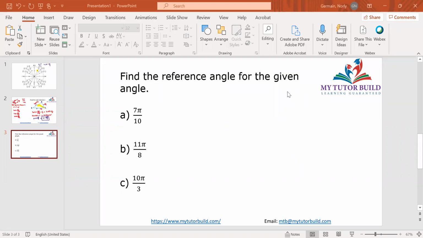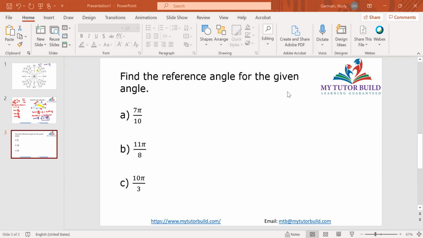Hello, in this video, we're going to find a reference angle for a given angle. We know that when you have an angle in standard position, like theta, the reference angle theta bar associated with it is the acute angle formed by the terminal side of theta and the x-axis. So make sure that it goes on the x-axis. It can be in either degrees or radians.